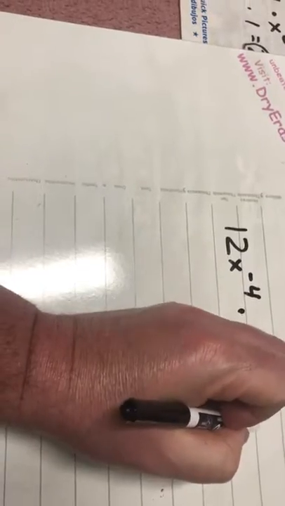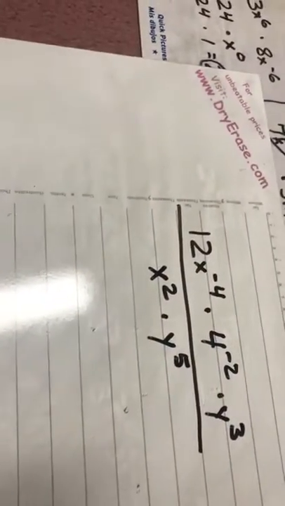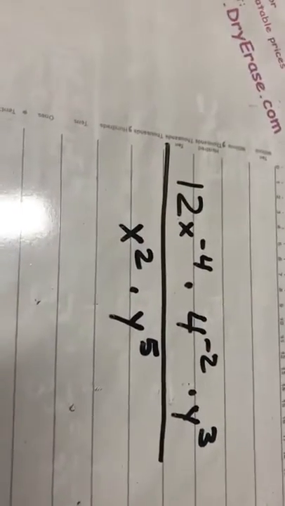All right, and we're going to set this up here. This is going to be 12x to the power of negative 4 times 4 to the power of negative 2 times y to the power of 3, and it's all going to go over x to the power of 2 times y to the power of 5. All right, that's what's going to happen here. Well, there's a lot going on here.